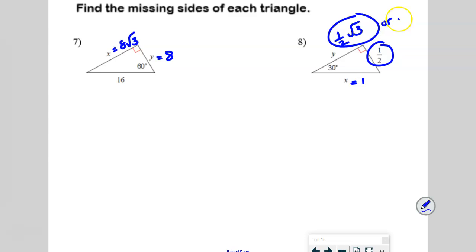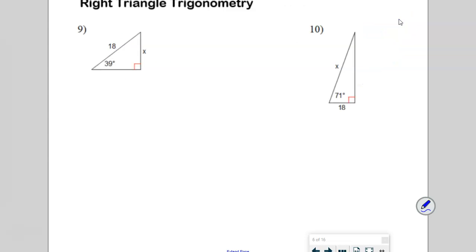What a lot of people will write is they'll sneak the square root of 3 up in the numerator and write square root of 3 over 2. That is going to be a friendly ratio that you'll see a lot when you take a trig or a pre-calc class in the future. All right, now we're back to right triangle trigonometry.